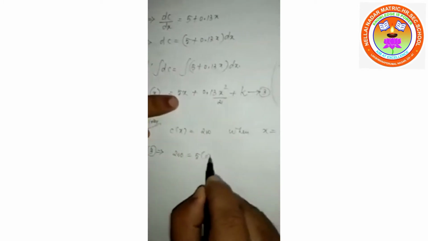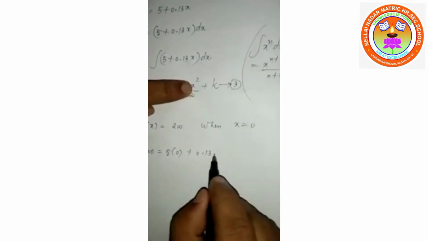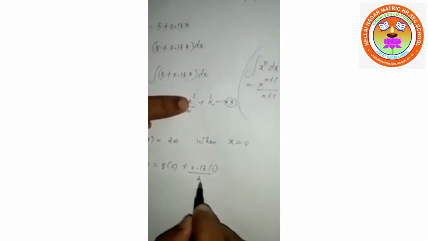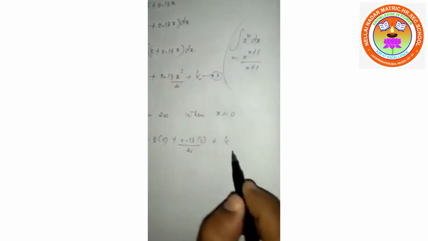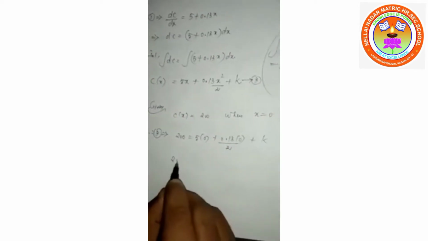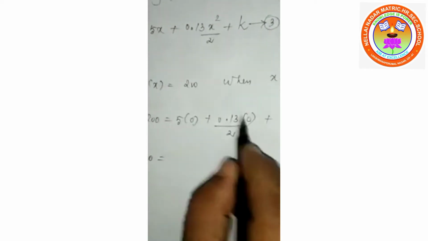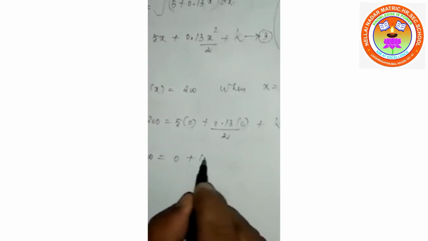Equation number 3 implies c of x can be replaced by 200, that is equal to 5 into x value 0 plus 0.13 into 0 square, 0 divided by 2, plus k. So 200 equals 5 into 0, 0 into anything is 0, altogether 0 plus k. So what is the value of k? k equals 200. Now we got the value of k.